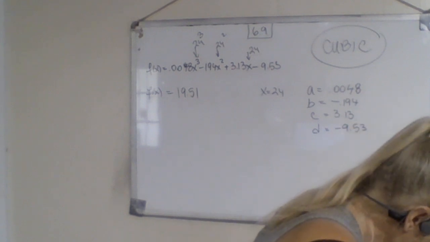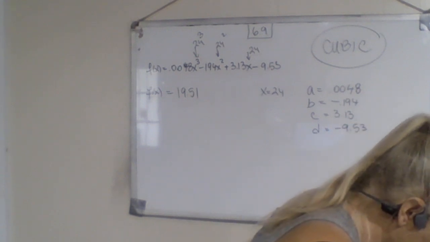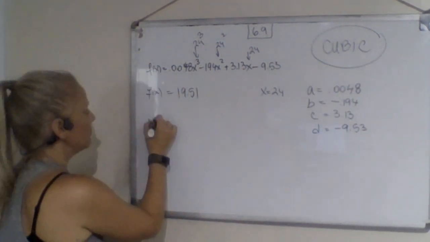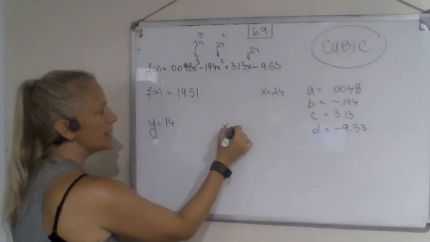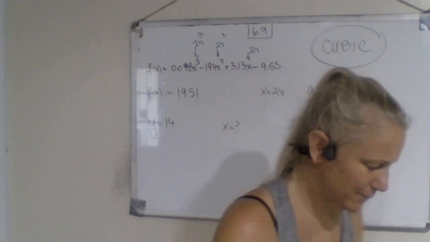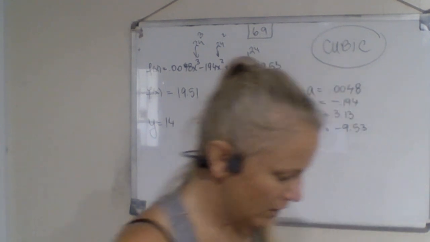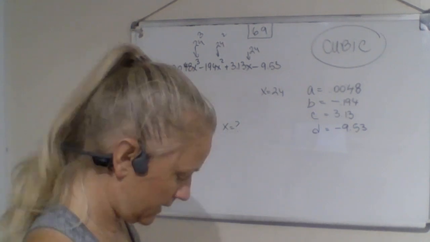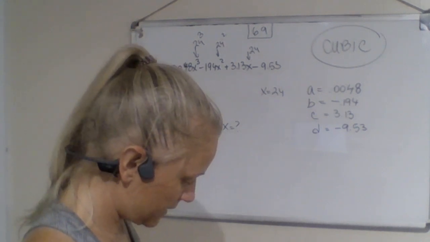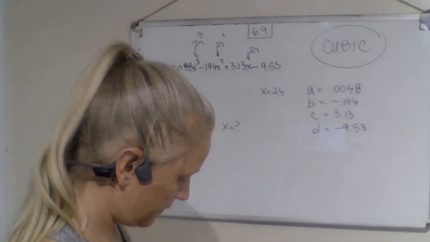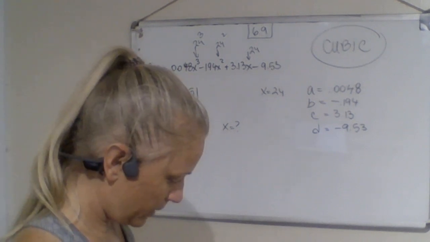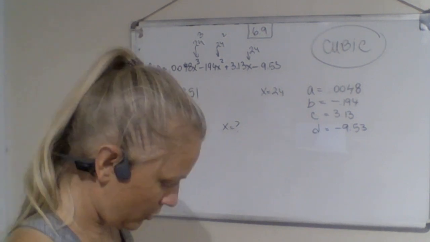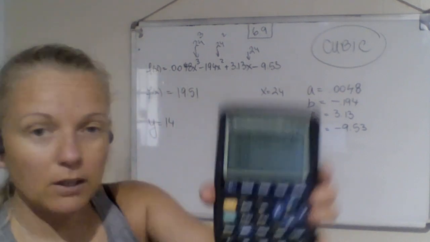For part 3, it says what engine speed produces a boat speed of 14 knots. This is a different story because I tell you now, my y is 14. What is my x? And we cannot do this by doing math on this. We're going to go bananas. But what we can do is go in here and graph this function. 0.0048 x to the third minus 0.194 x to the second plus 3.13x minus 9.53. I plug all this in here.